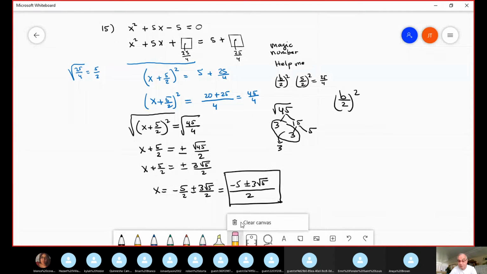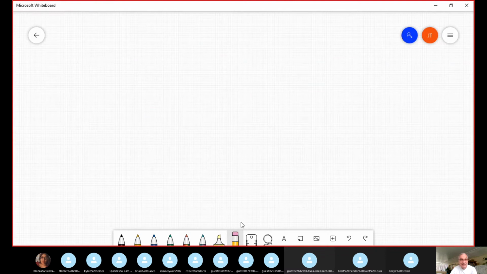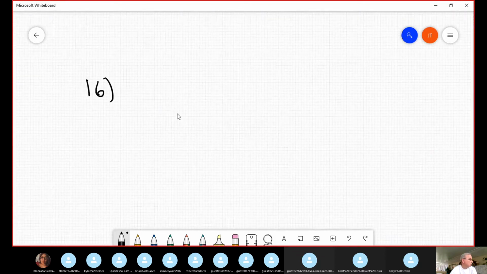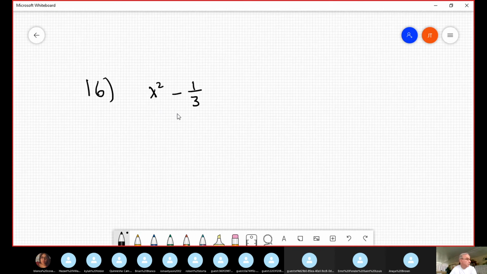Okay, the next problem, 16, is another quadratic equation. But this quadratic equation is open. They want you to solve it by formula. Entonces, x squared minus 1/3 x equals negative 7/6. What should I do? What should I do? Help me. They want you to solve it by the quadratic formula.